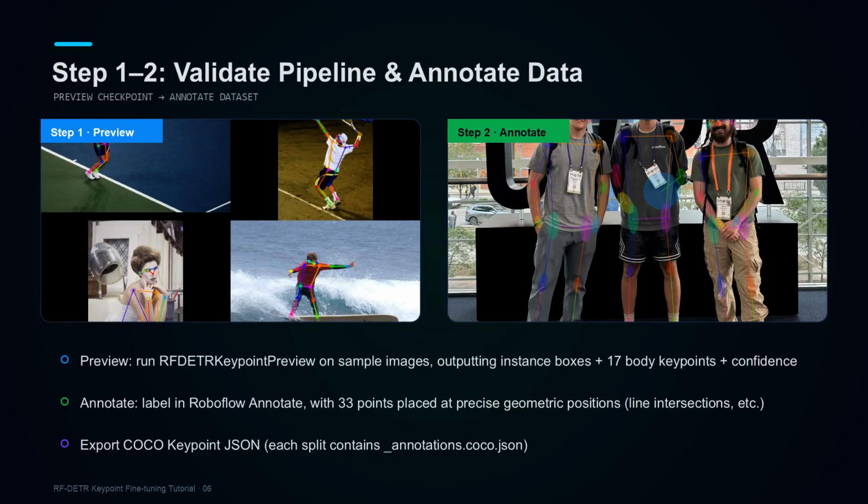Let's look at steps 1 and 2 first. In step 1, run RF-DETR Keypoint preview on a sample image to get instance boxes plus 17 body keypoints, confirming the pipeline works. In step 2, annotate in Roboflow with 33 points placed at precise geometric positions, then export the COCO keypoint JSON file.